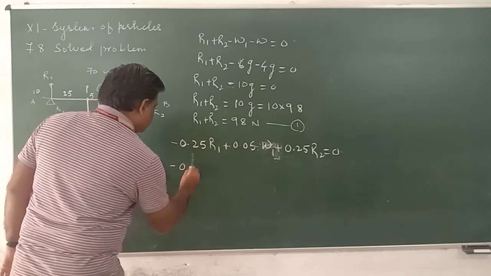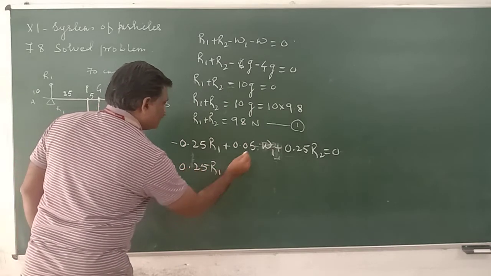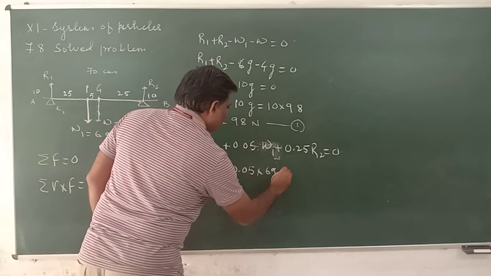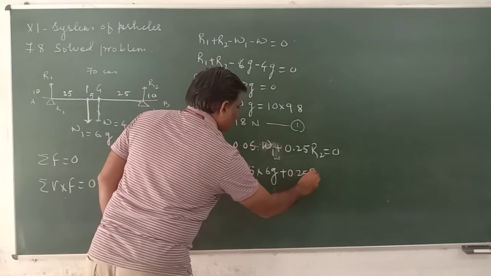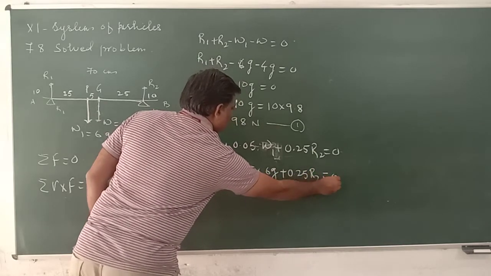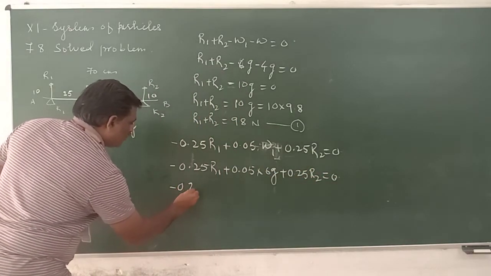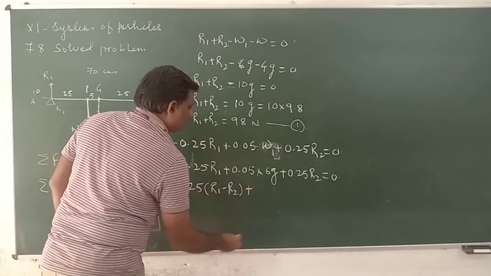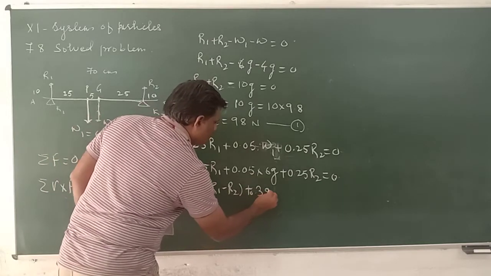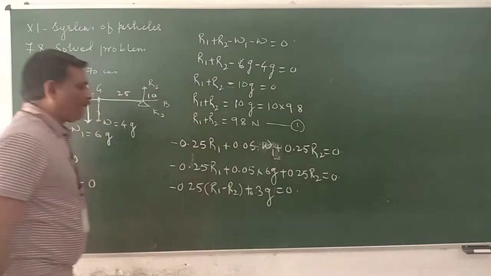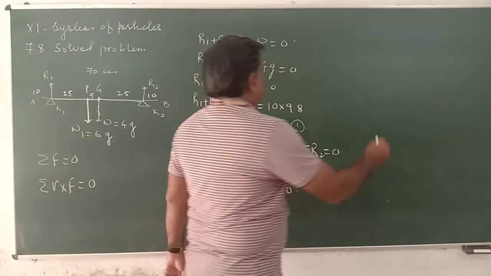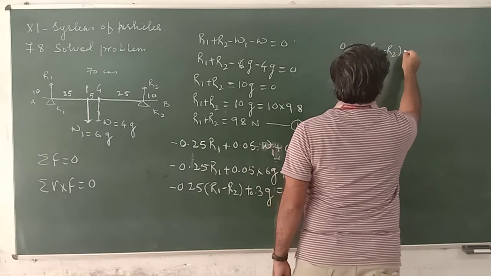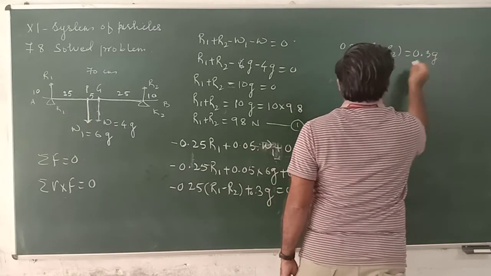So minus 0.25 R1 plus 0.05 into 6g plus 0.25 R2 is equal to 0. Taking minus 0.25 common, R1 minus R2, plus 0.3g, is equal to 0. So I get 0.25 times R1 minus R2 equal to 0.3g.